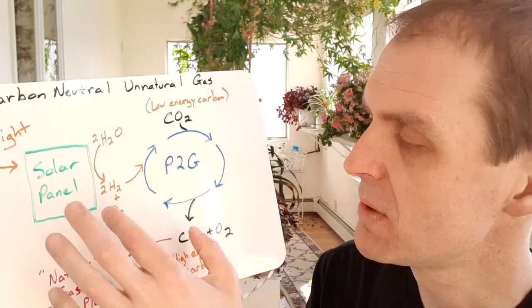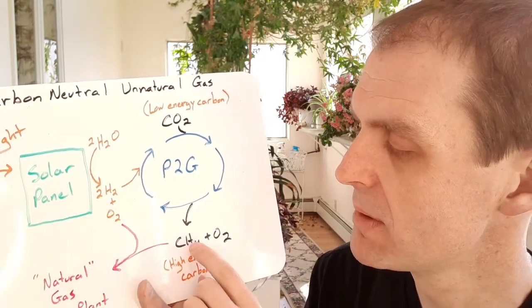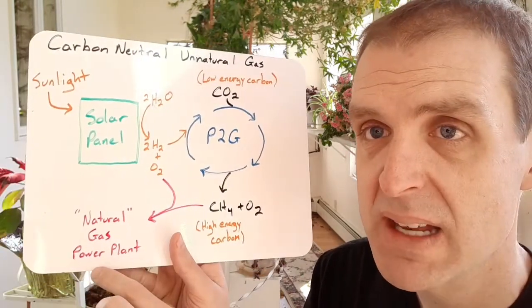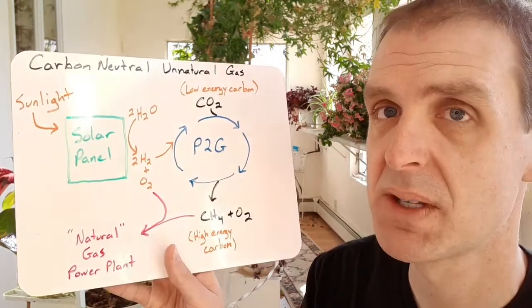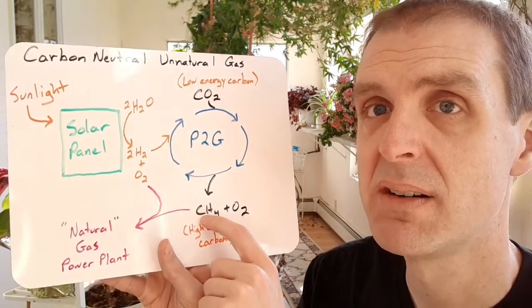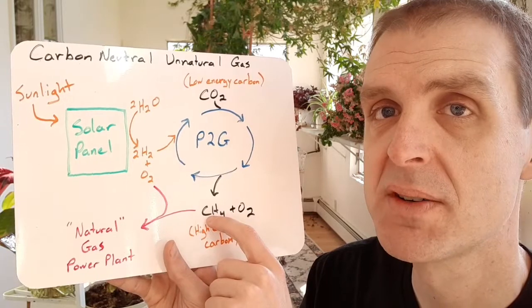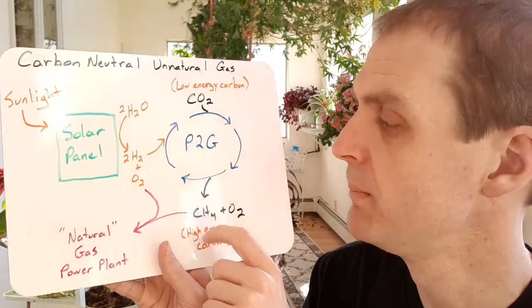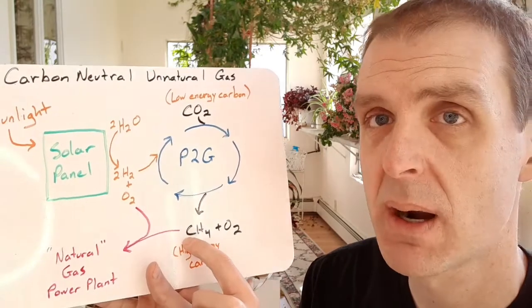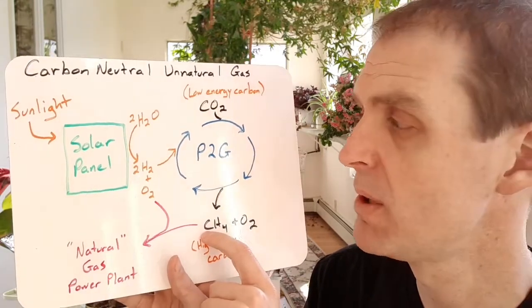And then, of course, you could take those oxygen molecules plus the methane molecule, burn it in a natural gas power plant, and create electricity. So the methane would be our solution for storing energy in carbon. And you'll notice the amount of carbon that went in is the same as the amount of carbon that went out, so it's carbon neutral.